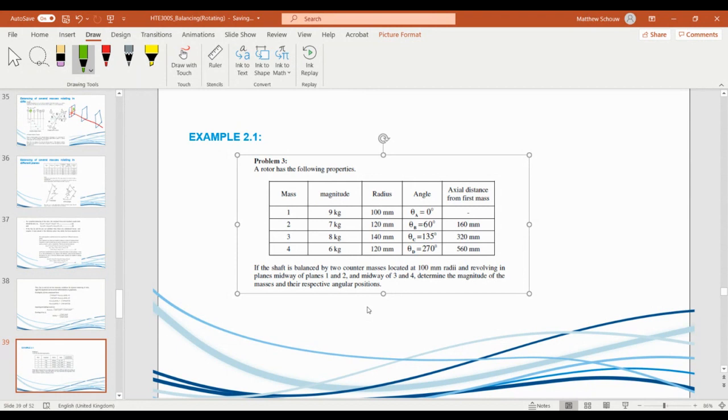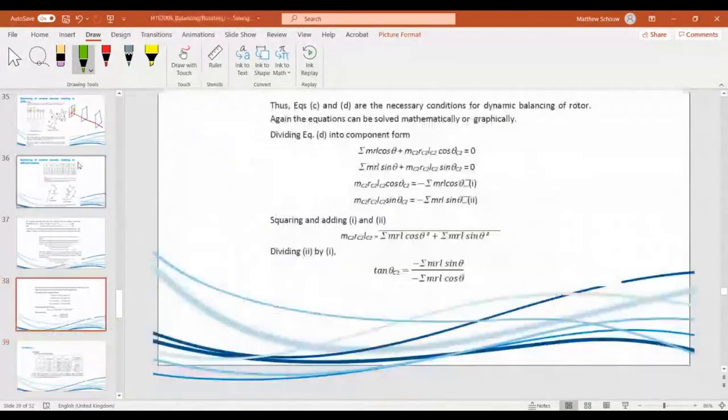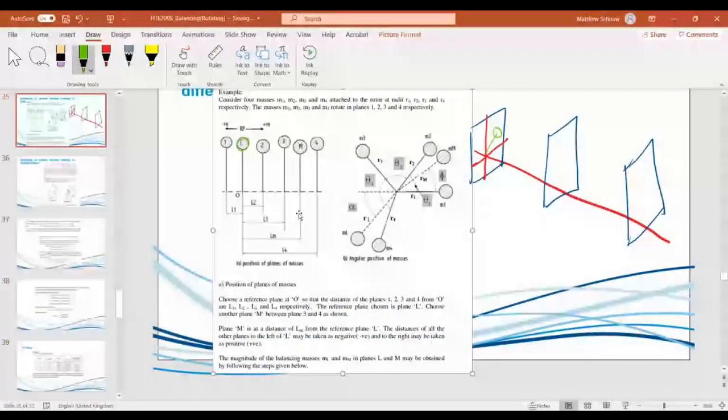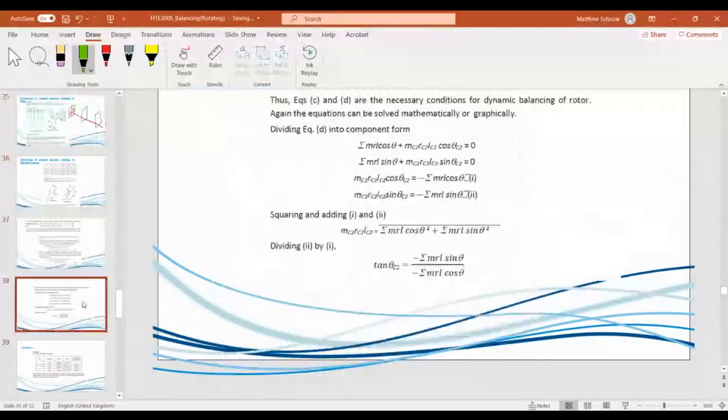Right. So I'm not going to talk about the rotors and following properties, but it says it has masses, radiuses, as stuff that you're used to, but now we have the actual distance from the first mass. That's important, and that is telling you how far away. Obviously, it's the sketch over here, the one here.